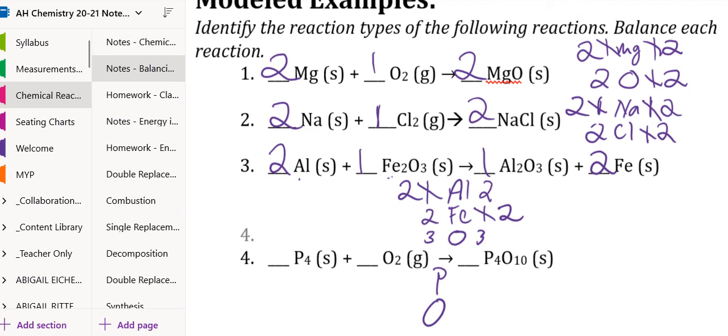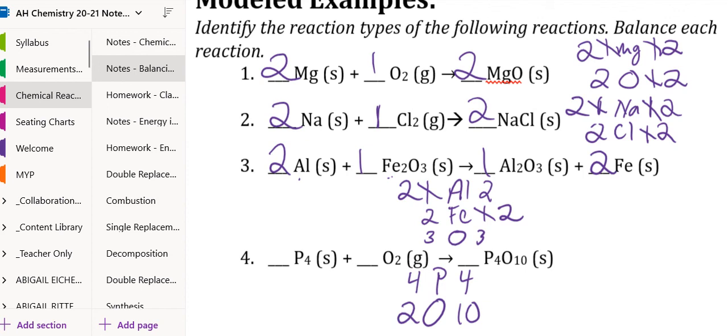Okay, let's take inventory. Right now, the way the reaction's written, how many phosphoruses do I have in my reactants? 4. And in my products? 4. And then oxygens, how many do I have in my reactants? 2. And in my products? 10. So right now, phosphoruses are balanced, but the oxygens aren't.